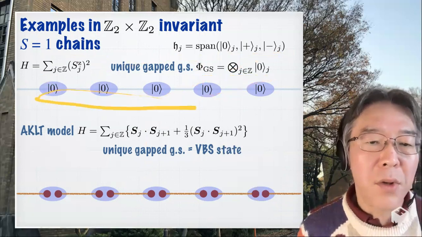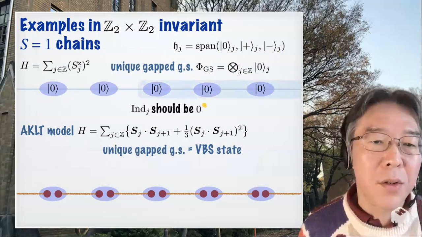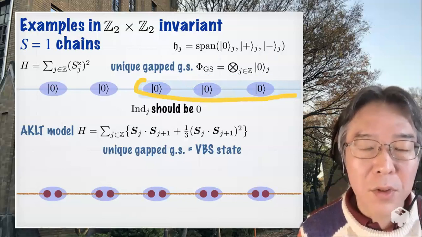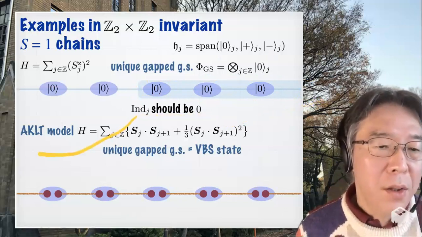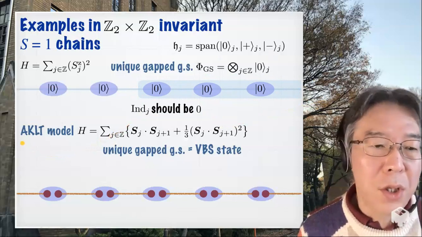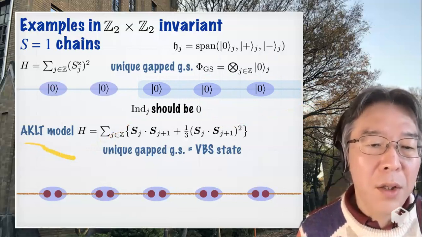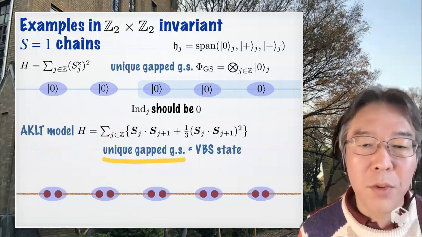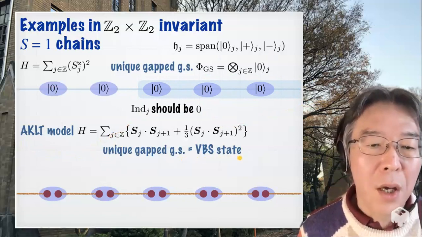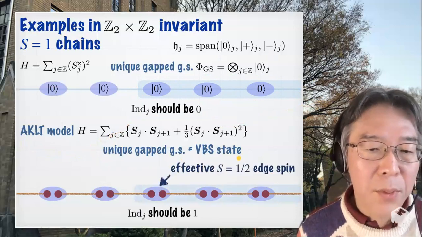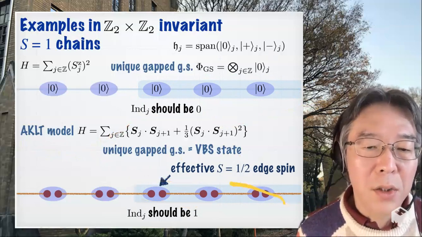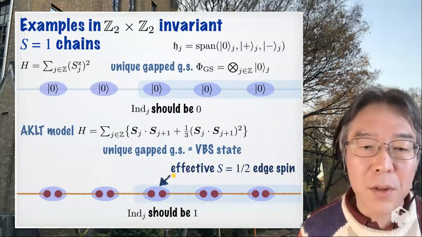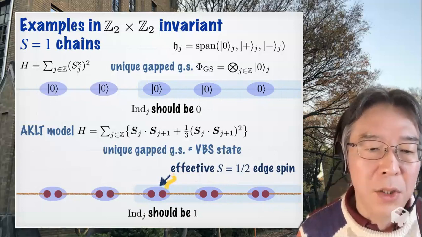And now this is a ground state, and you want to look at the transformation property of this half infinite portion. But anyway, this is just invariant, so you should get 0. This is a less trivial spin 1 chain called the AKLT model. And in this case, it is known that the model has a unique gapped ground state, which is called the AKLT state. And moreover, if you look at the transformation property of this half infinite portion of the chain, it is known that there appears something called an effective spin 1/2 edge spin.